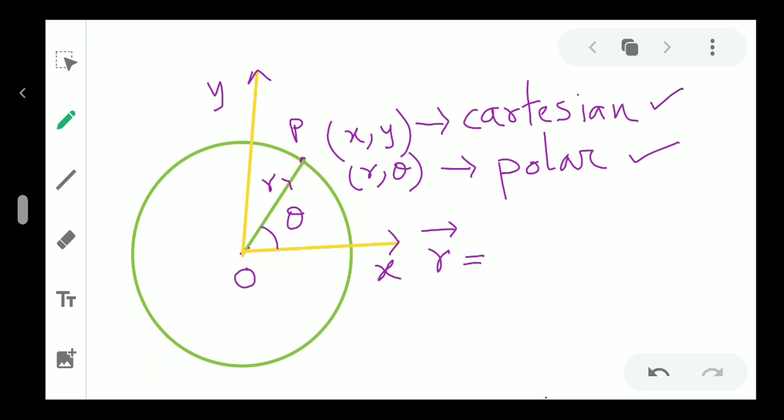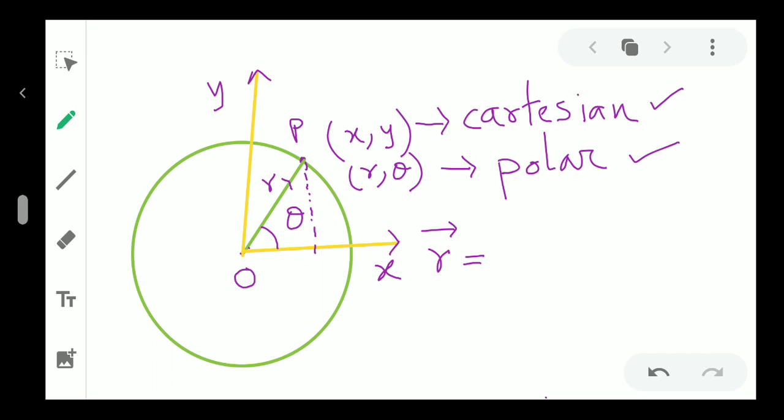So what we can do, this r vector simply is enough to represent the position of this particle P, and theta can be taken to define the direction of the particle P. So in that case, we can take the component of r in the x-axis, so that I can understand how much of this r position vector is responsible for the horizontal shift.